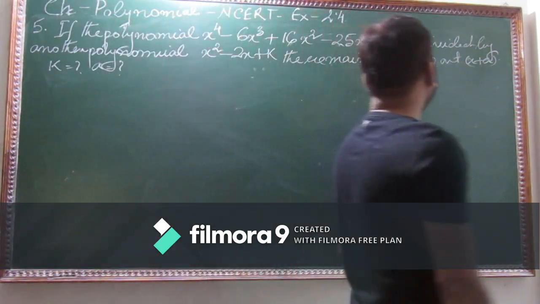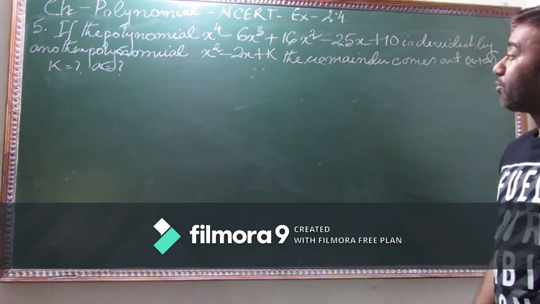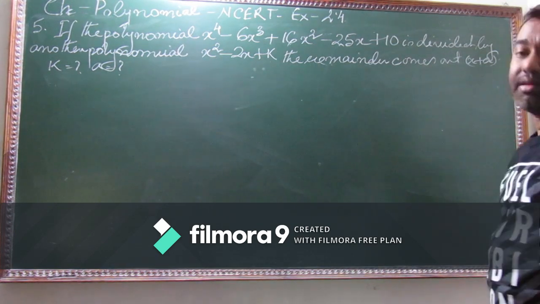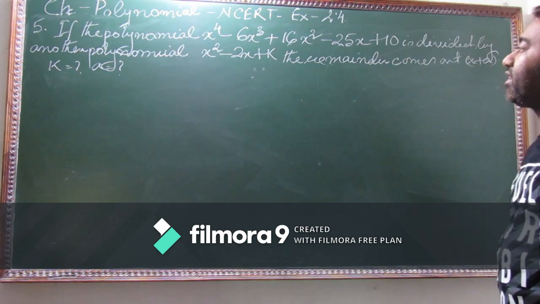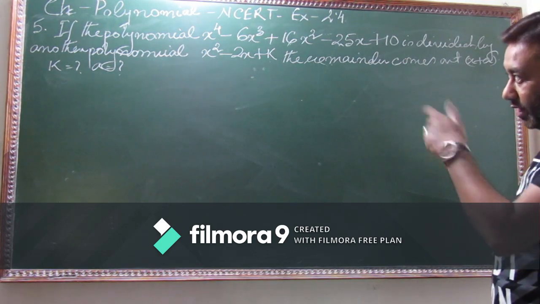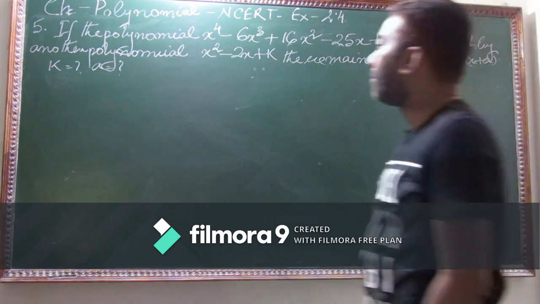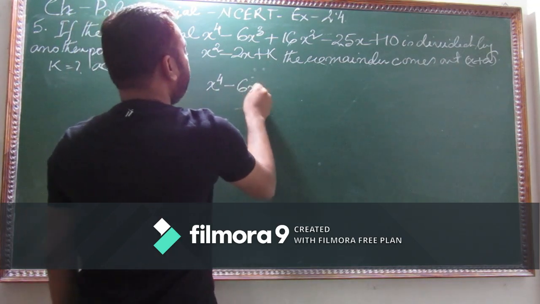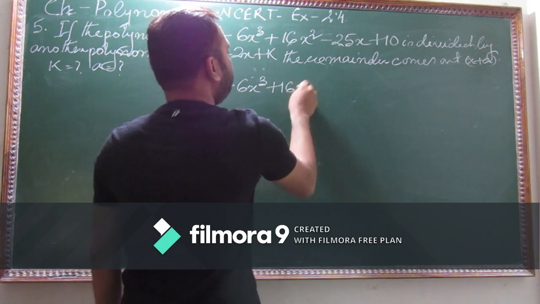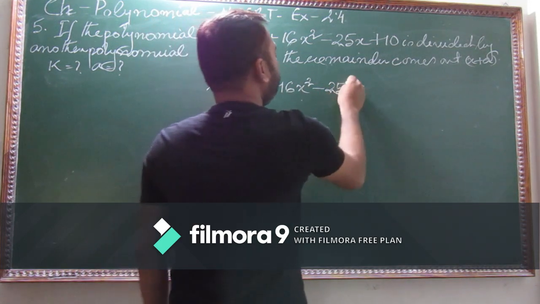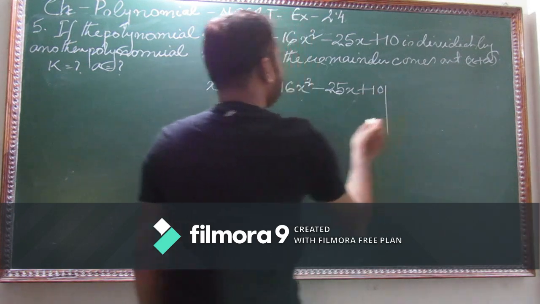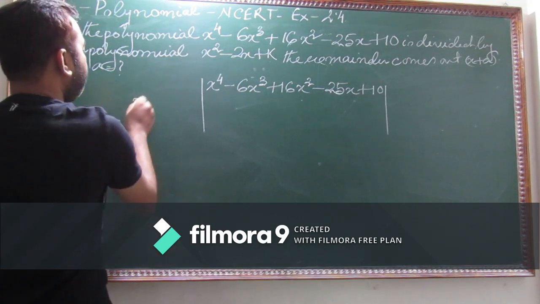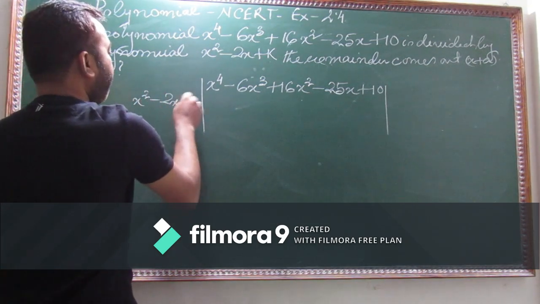Basically this question is not that tough, but in every step we have to be careful about the calculation of all the parts. Students used to make mistakes in the calculation, in taking like terms and unlike terms. So I am going to guide you. This is x4 minus 6x cube plus 16x square minus 25x plus 10. I am going to divide this by x square minus twice x plus k.